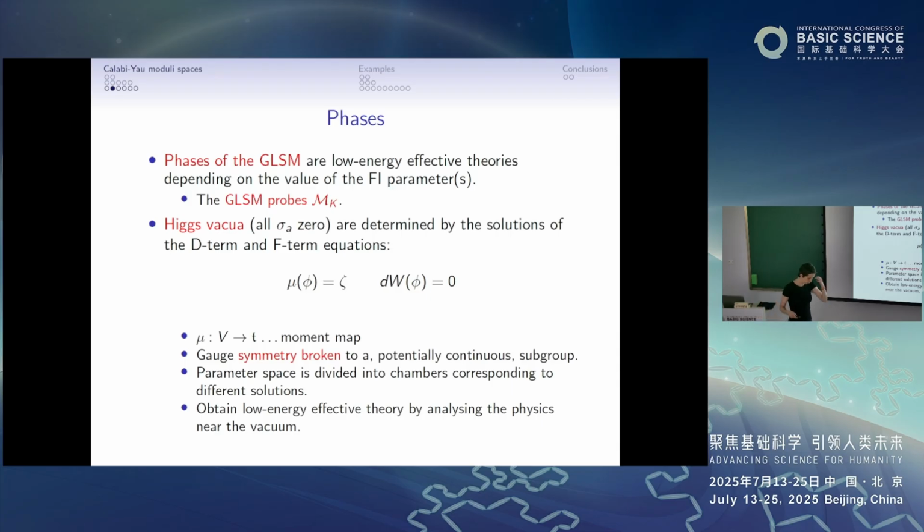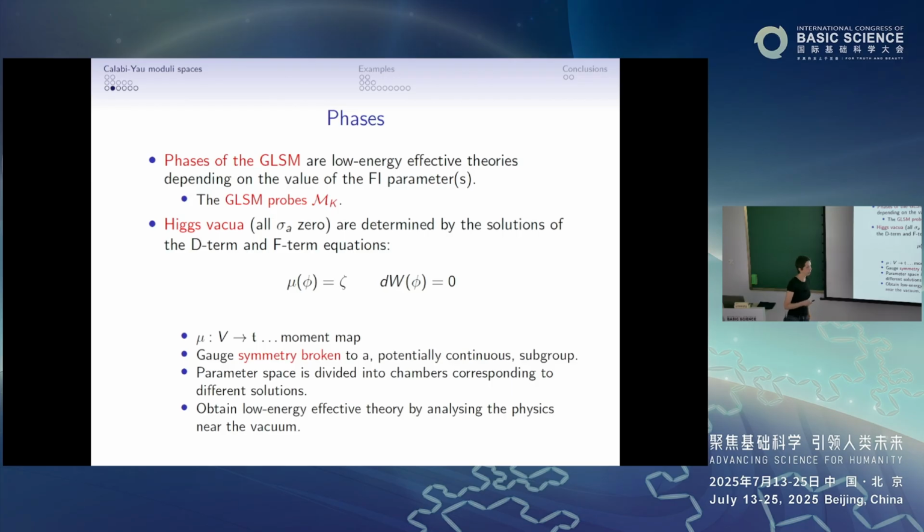So when we talk about phases, we first have to talk about vacuum configurations of a GLSM. We have to find out what the vacua are, and then expand around this vacuum to see what our low energy effective theory is. As we already heard in Antoine's talk, there are Coulomb branches and Higgs branches. A general GLSM has a very complicated vacuum structure, but I will zoom in on those which are the most important ones.